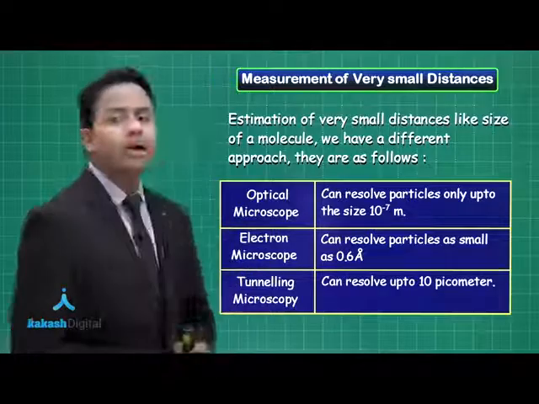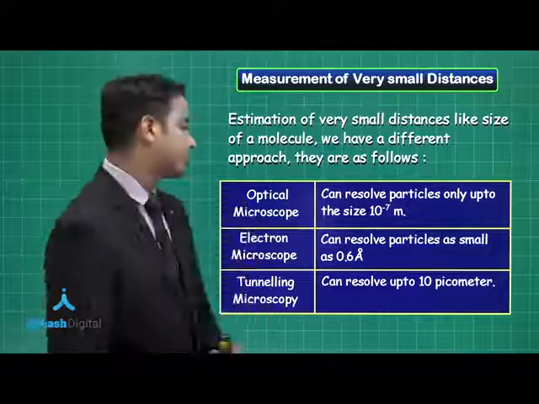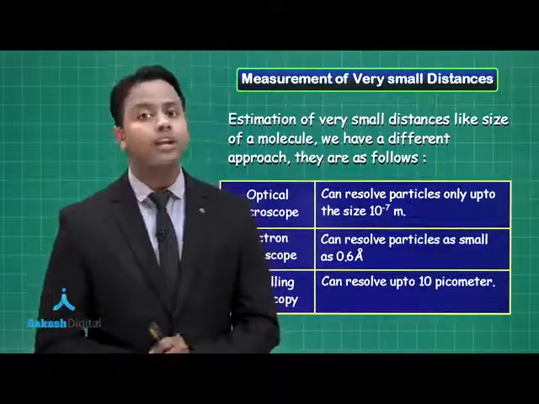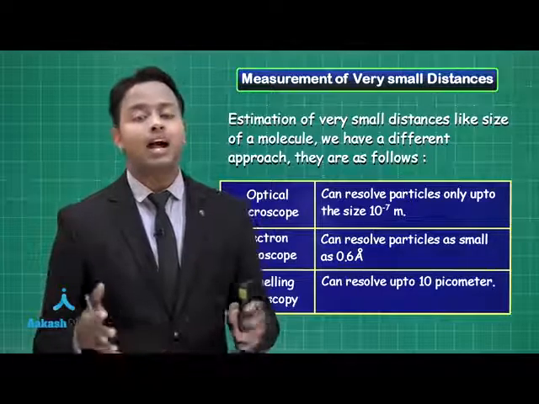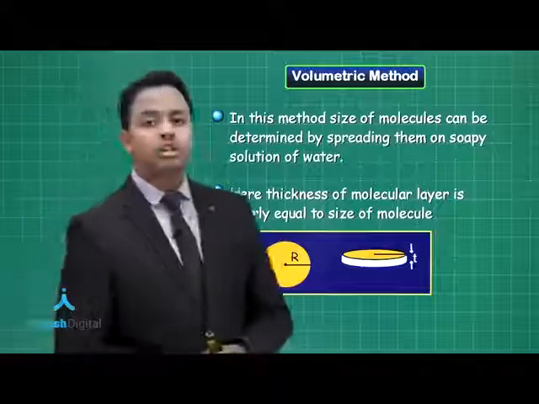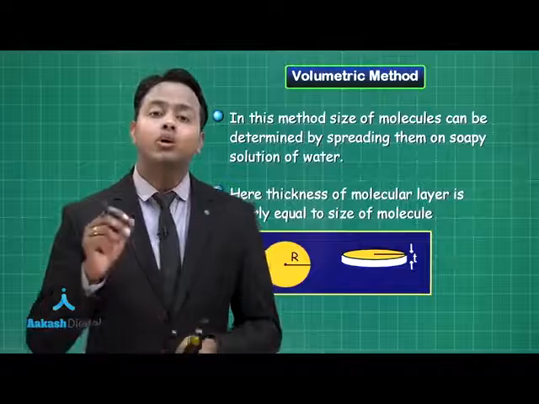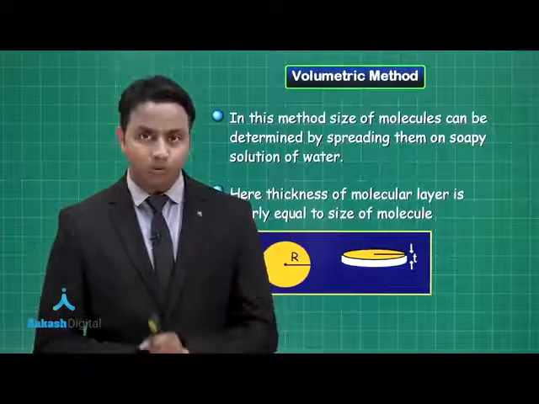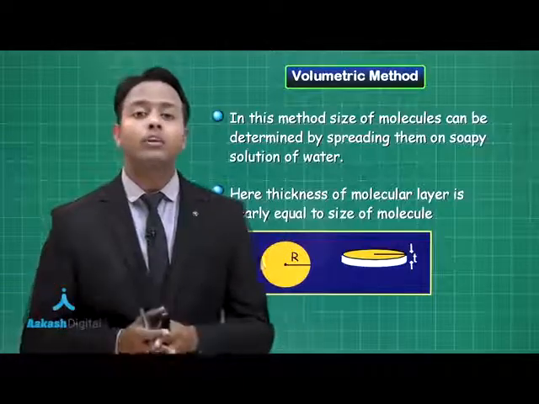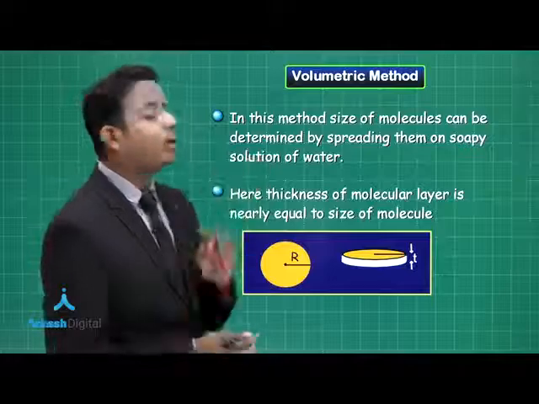So the tunneling microscopy. The next advanced version of the electron microscope is the tunneling microscope, that can resolve up to 10 picometer. Now we can estimate the sizes and the processes regarding molecules. Now in this section we are going to employ a very important technique to find out the diameter of a molecule, and that is the volumetric method.